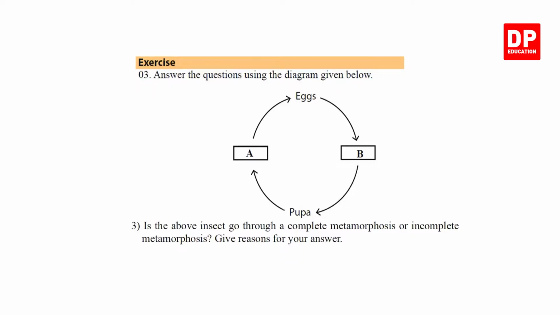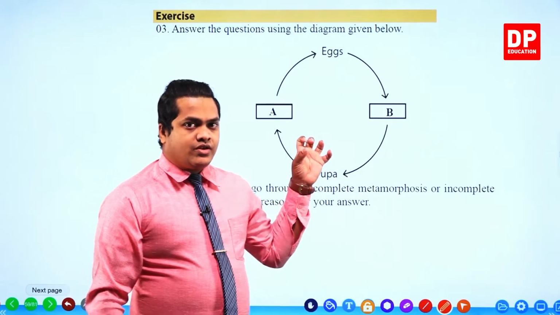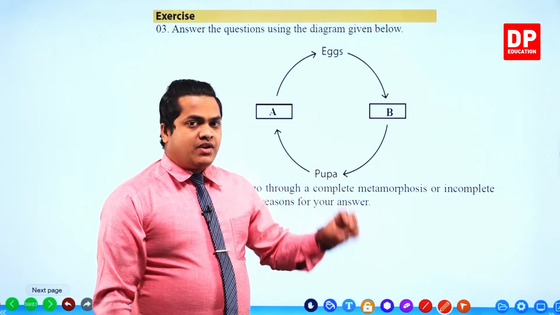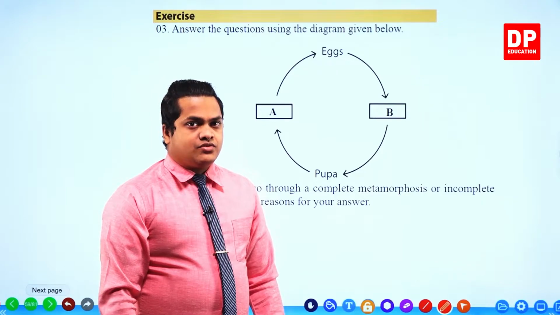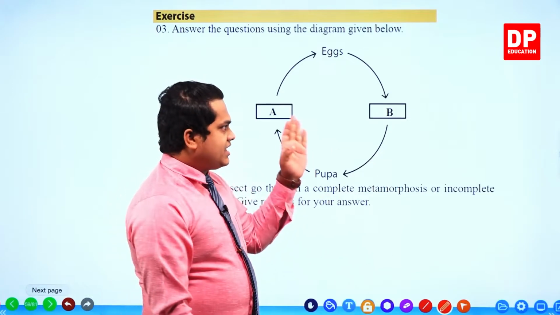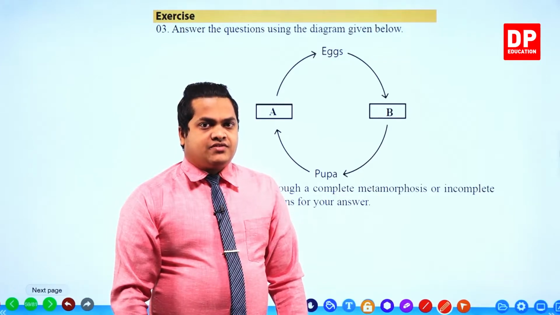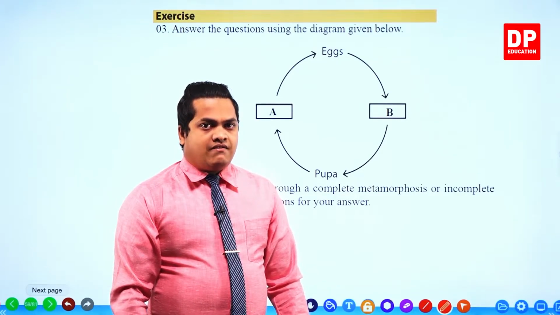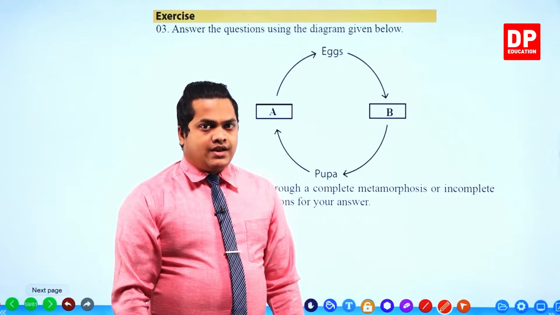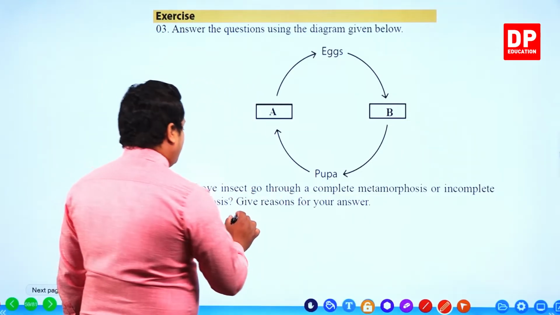Then the next question. Does the above insect go through complete metamorphosis or incomplete metamorphosis? Give reasons for your answer. So they are asking whether the animal shown in this figure goes through complete metamorphosis or incomplete metamorphosis. My dear children, our answer should be complete metamorphosis. Why? Because there are four different stages within the life cycle, including larva, pupa, and the adult. So the answer should be complete metamorphosis.